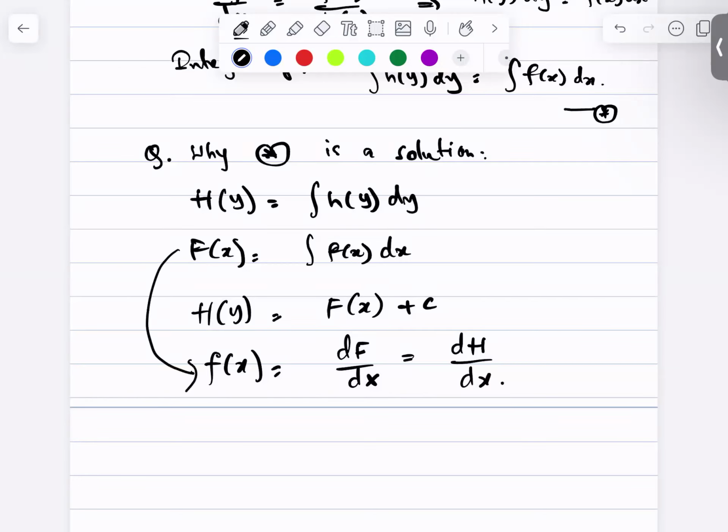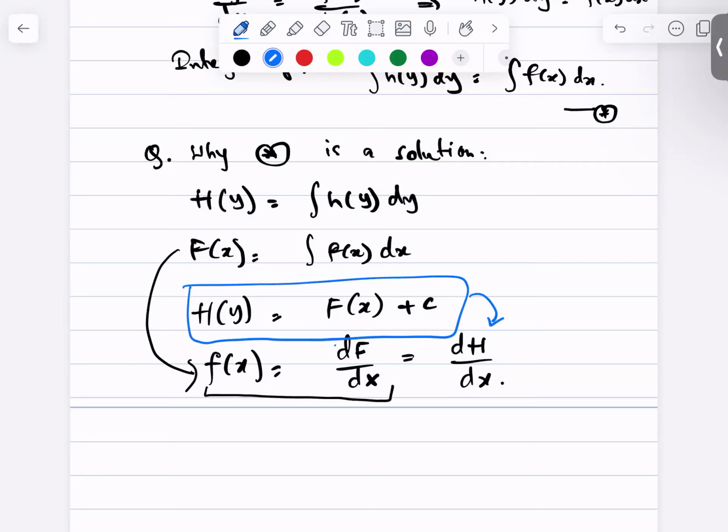I can write this, right? And from this line, I can write the other equality, right? Because if I do the derivative here, then I'll get dF/dx is the same as dH/dx, right? So that's why I can write the other half of the equality. Okay.